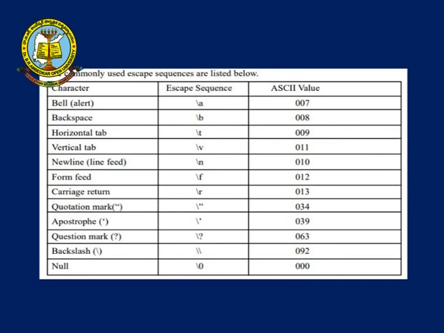and \' apostrophe has its own meaning. Suppose you want to display hello in double quotes: you have to write the escape sequence for a double quote, then hello, and again the escape sequence for a double quote. This is how you have to write the escape sequences.